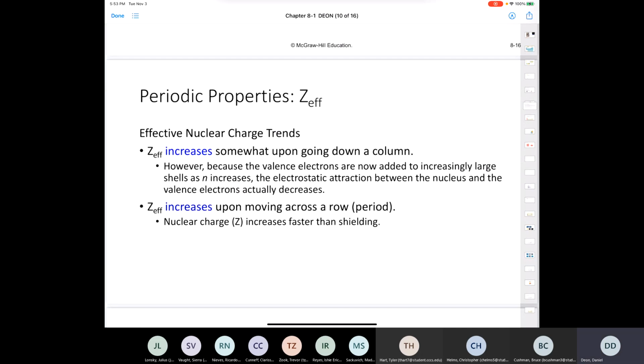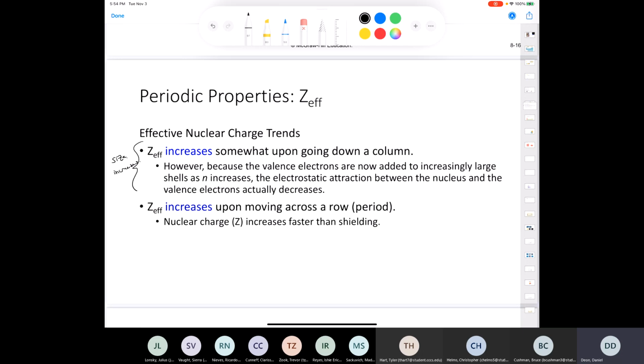Effective nuclear charge increases somewhat going down a column or a family or a group. However, because the valence electrons are now added to a shell with a higher principal quantum number, a higher n, the electrostatic interaction or attraction between the nucleus and the valence electrons actually decreases, and therefore size increases.